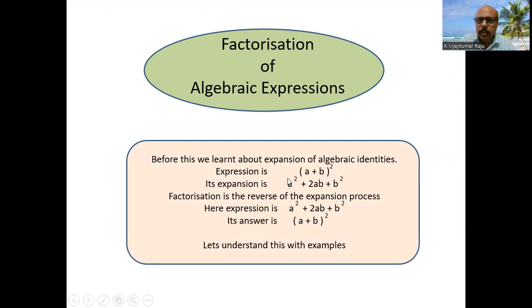The expression given was (a plus b) whole square, and we were asked to expand it. Using the identity, we used to write it as a square plus 2ab plus b square. Factorization is the reverse of the expansion process. Here the expression will be a square plus 2ab plus b square, and the answer is (a plus b) whole square. So it is just the reverse of what we have learned. Let's understand with some examples.